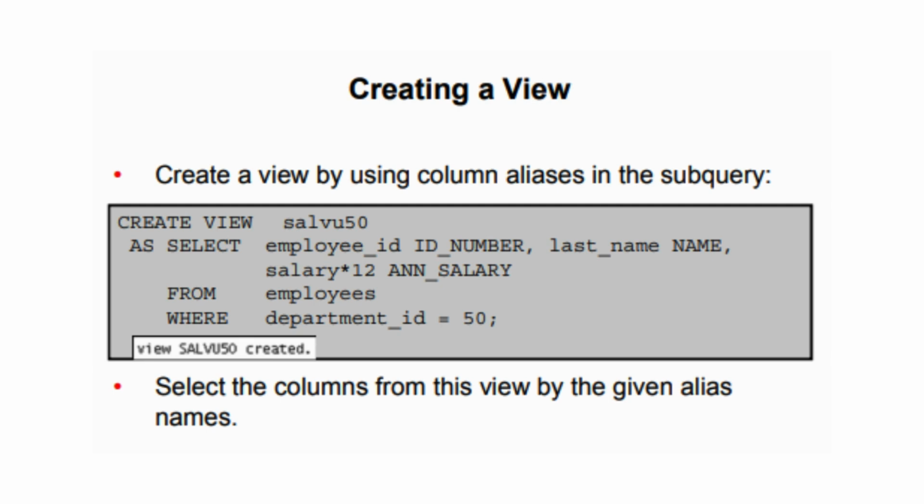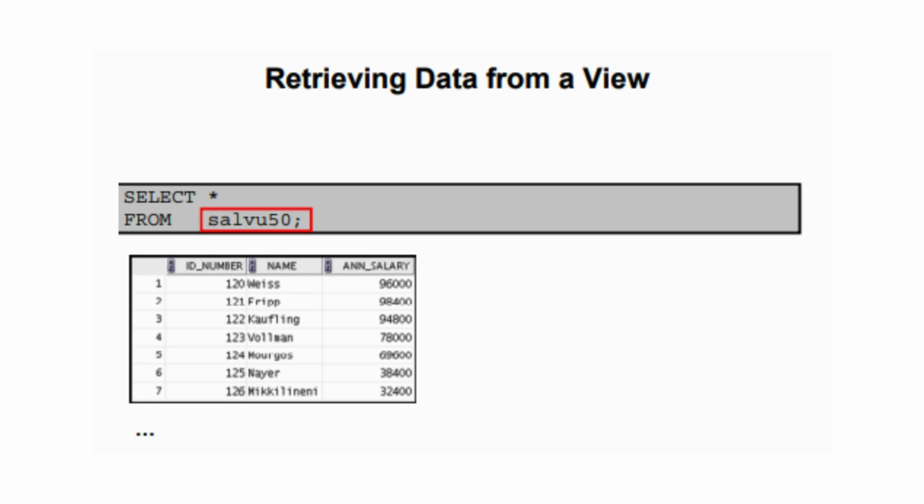The number of aliases listed must match the number of expressions selected in the subquery. You can retrieve data from a view as you would from any table. You can display either the contents of the entire view or just specific rows and columns.